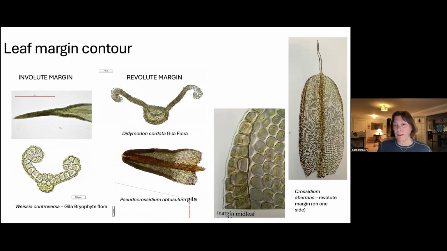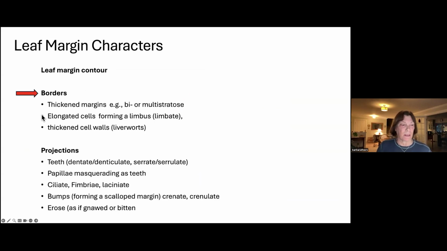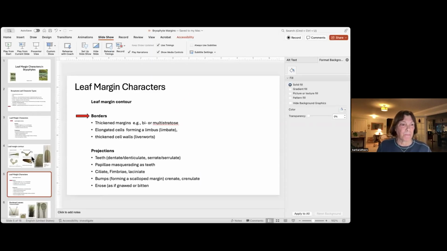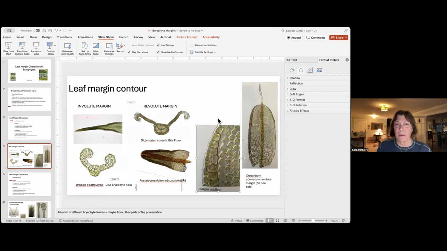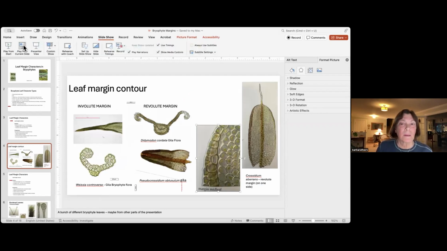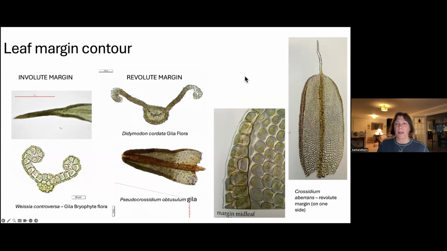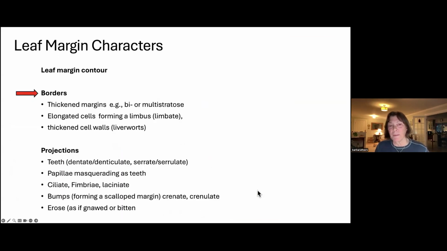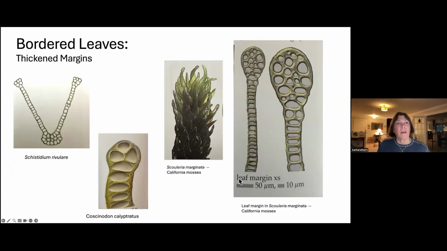In the case of this one, the Crocidium aberrans, the margin is revolute on one side, but not so much on the other side. So they can be irregularly revolute, and also in this case, it's revolute just by a couple of cells.